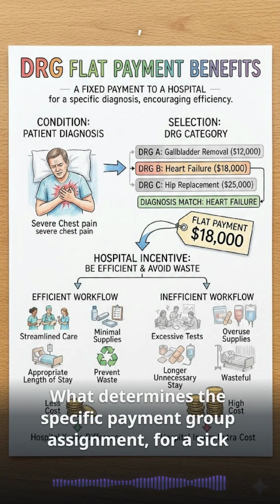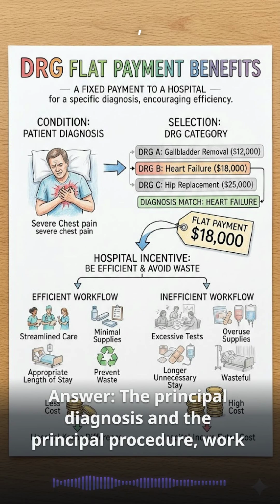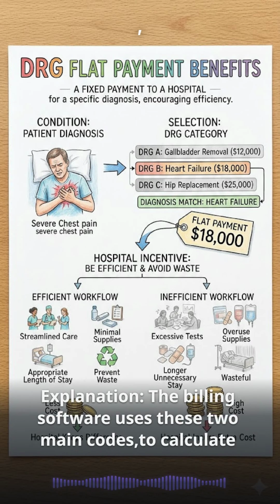50. What determines the specific payment group assignment for a sick patient admitted to hospital? The principal diagnosis and the principal procedure work together to assign the correct group. The billing software uses these two main codes to calculate the final medical reimbursement.